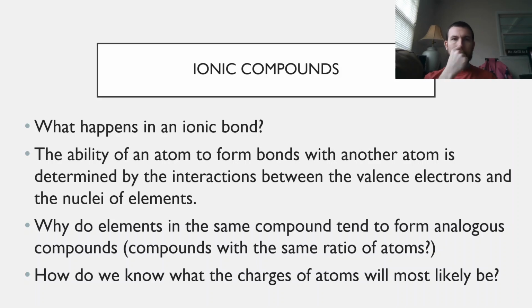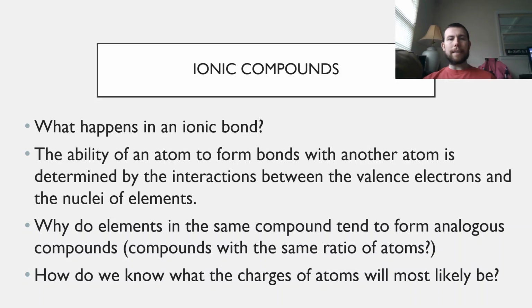Now, when we start thinking about ionic bonds, the ability of an atom to form bonds with another atom is going to be determined by the interactions between the valence electrons and the nuclei of the elements. So the valence electrons are extremely important because those are the electrons that experience the least Coulombic attraction within metals and also the strongest attractions within our nonmetals. Okay.